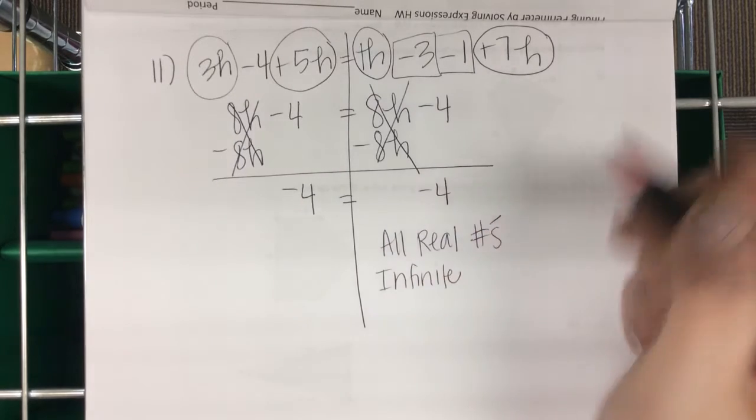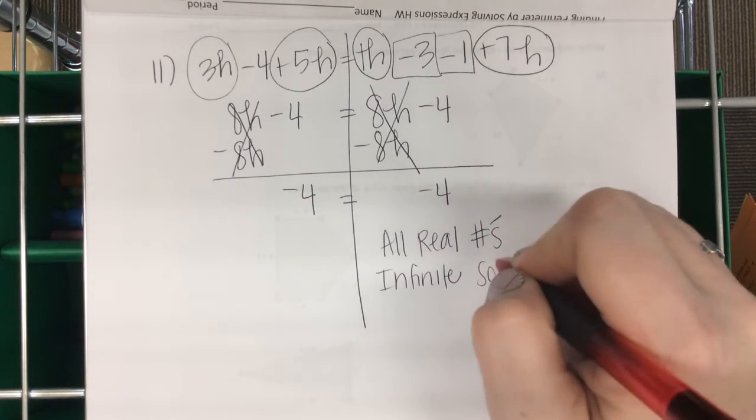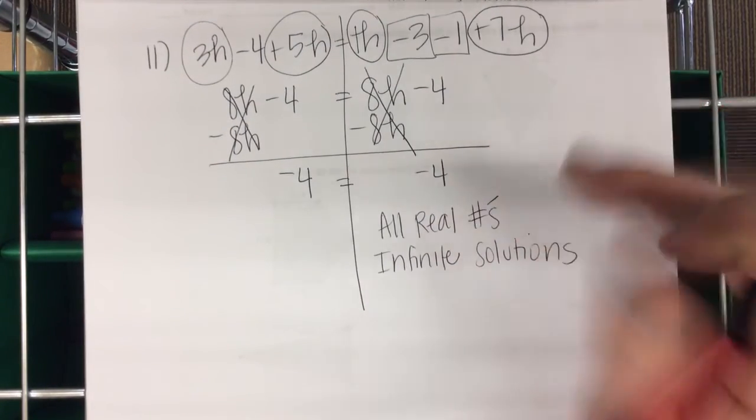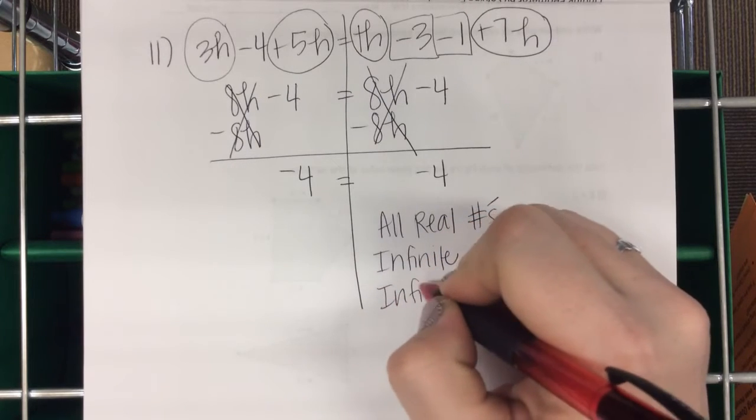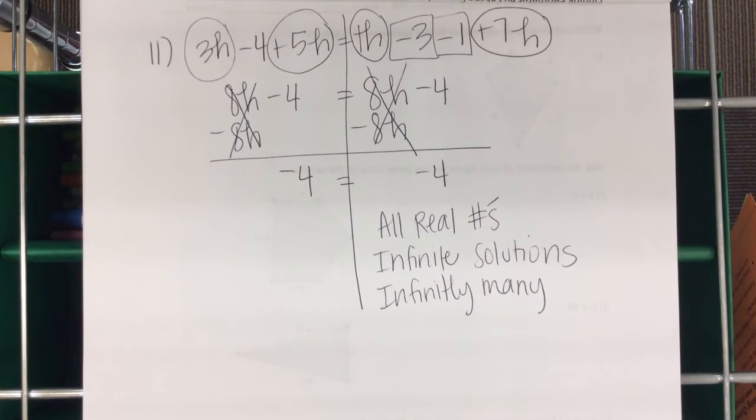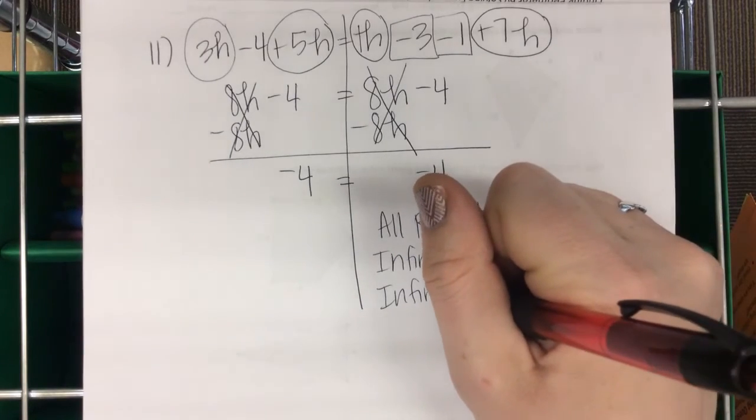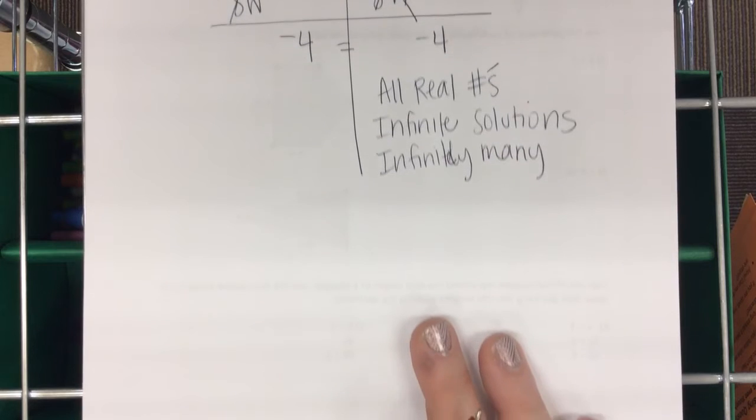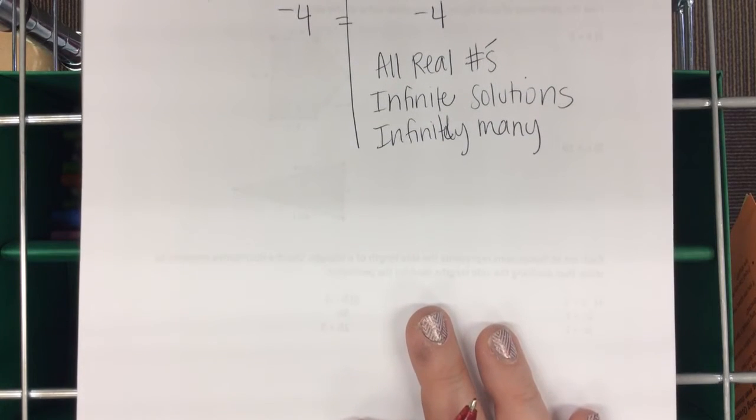Wait, so if it's true, it's not no solutions, because there are solutions. There's a bunch of them. You could also say infinitely many. I mean, there are a couple different ways of saying this answer. You cannot say no solution, because there is a solution. In fact, there are so many solutions we can't even count how many there are.